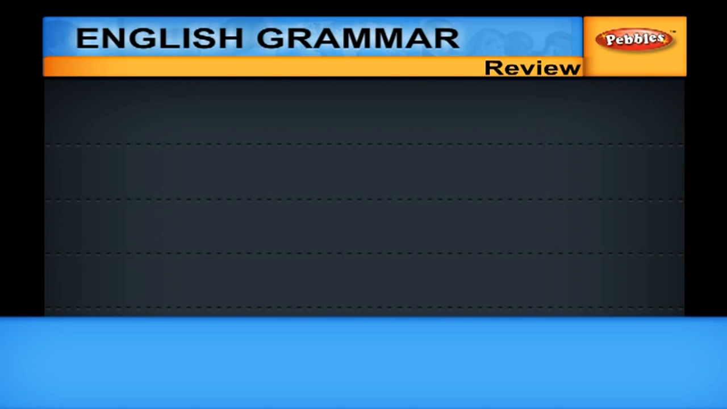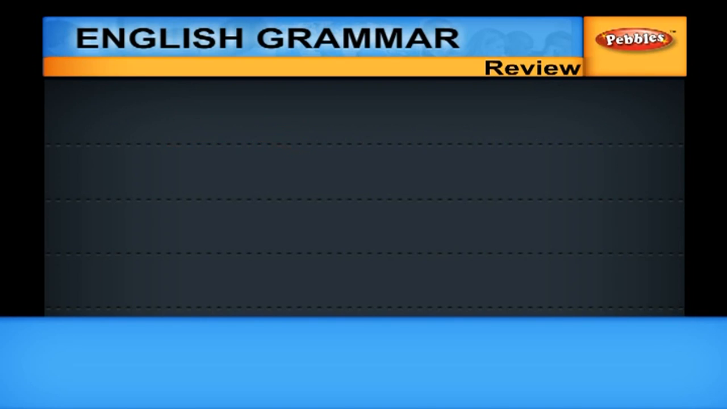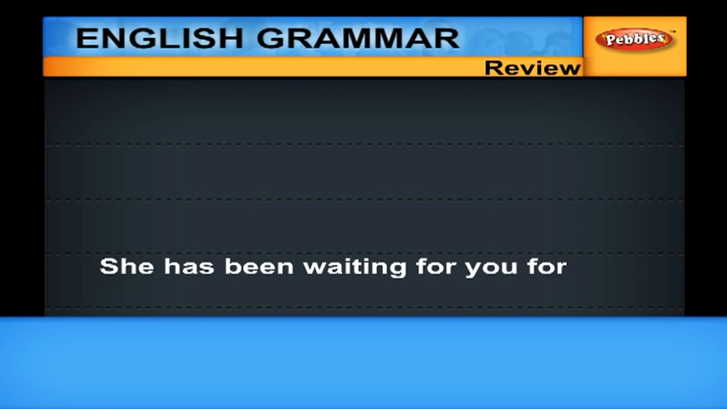Look at this. She is waiting for you for 2 hours. Here, the action is started in the past and still in progress. It should be in present perfect continuous. Don't you agree with me? For present perfect continuous, we need to use have or has as helping verb, and been, which is the past participle of be, and VING or present participle of verb wait, which is waiting. So it has to be, she has been waiting for you for 2 hours.